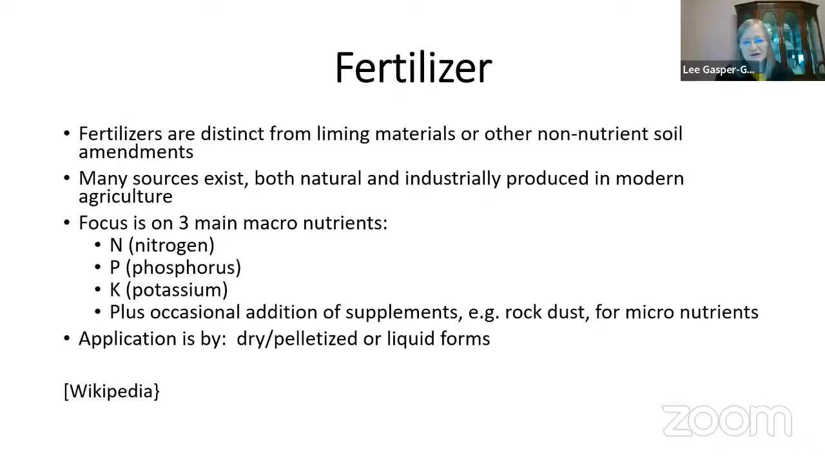Many sources of fertilizers exist, both natural and industrially produced in modern agriculture. So our focus is on three main macronutrients: nitrogen, phosphorus, and potassium, plus additional supplements like rock dust for micronutrients. And of course, application, as you're familiar with, is by dry or pelletized forms or liquid forms.